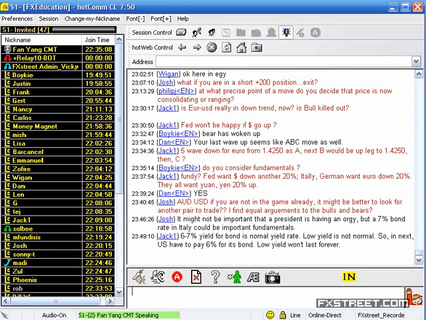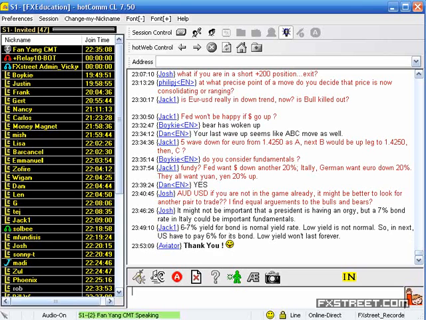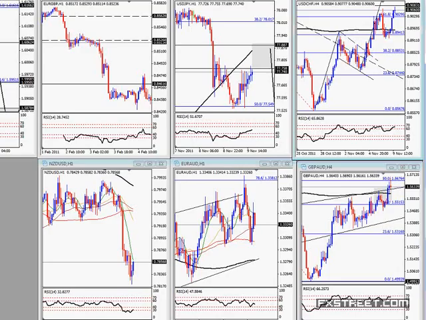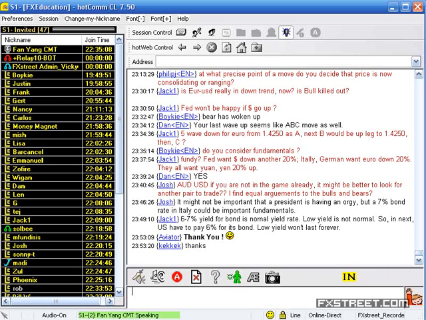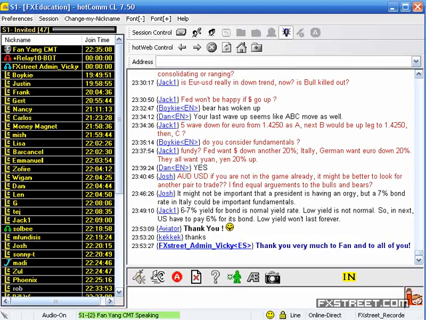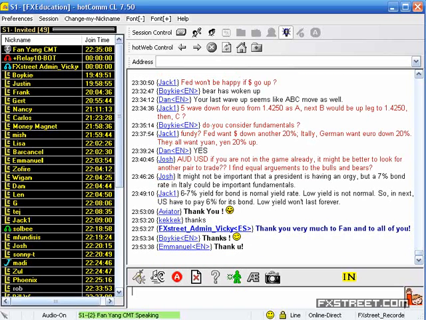Okay, thank you, Jack. Fed wants dollar down another 20%. I'm sure everyone wants their own currency to be low for export and growth. And hence the trade war, the currency war. And that's what the QE is all about. Who's going to pull the trigger on the QE right now?